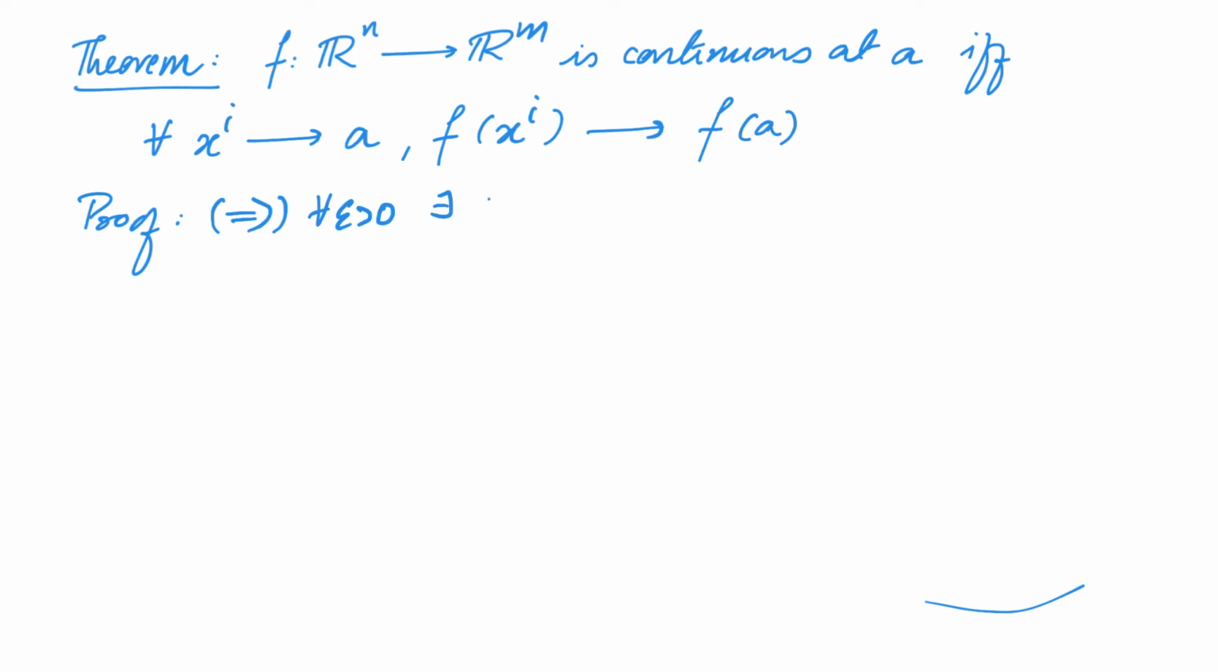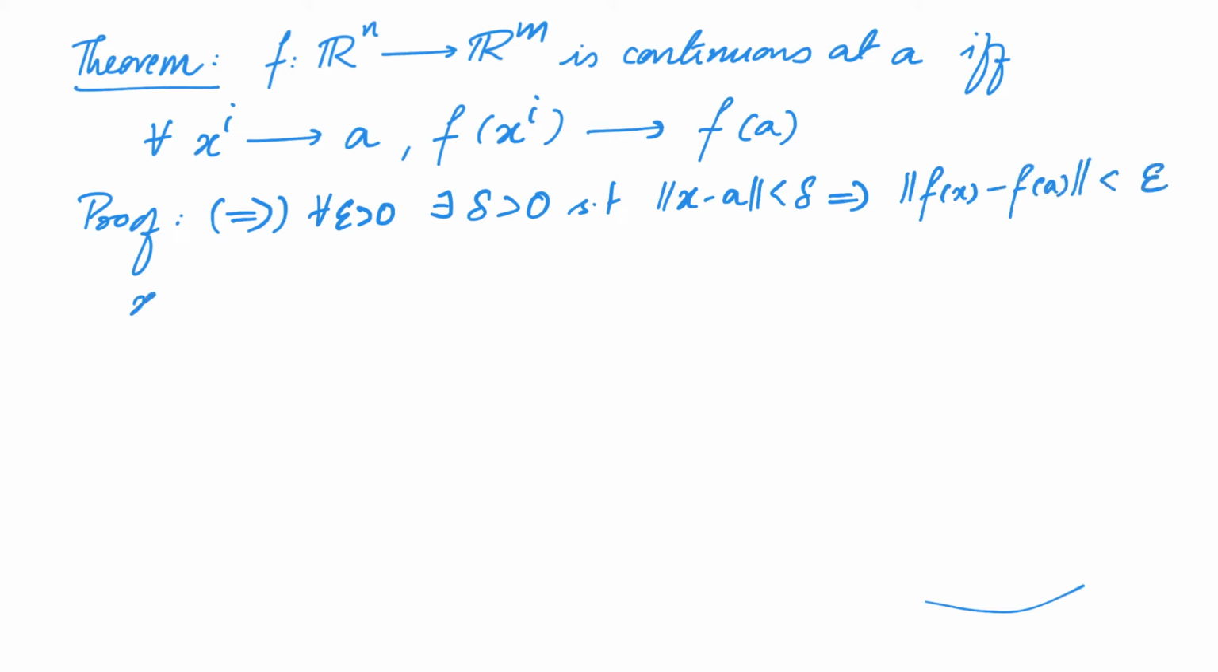As f is continuous at a, we know that for every epsilon greater than 0, there exists delta greater than 0 such that norm of x minus a is less than delta implies that norm of f of x minus f of a is less than epsilon.